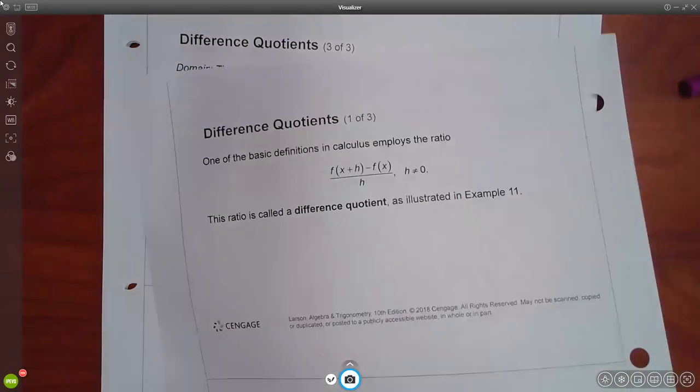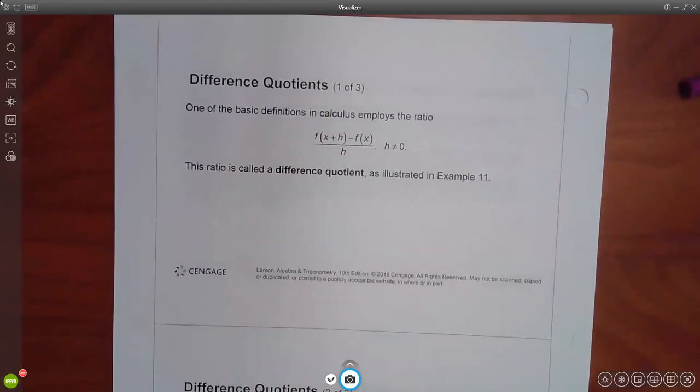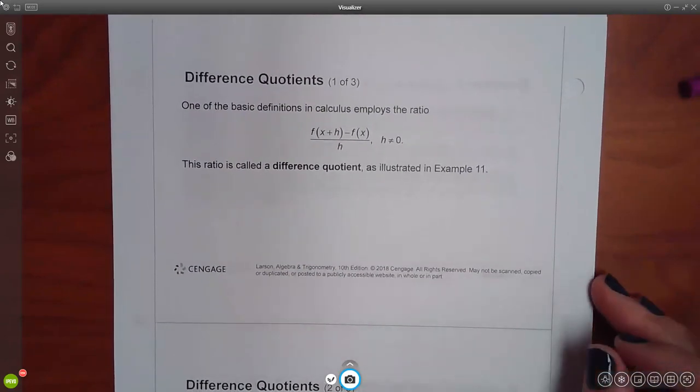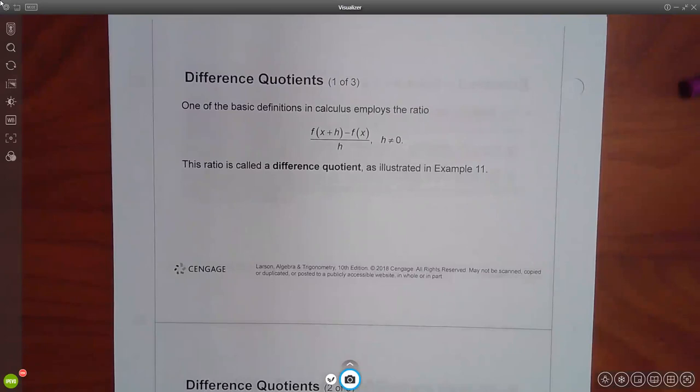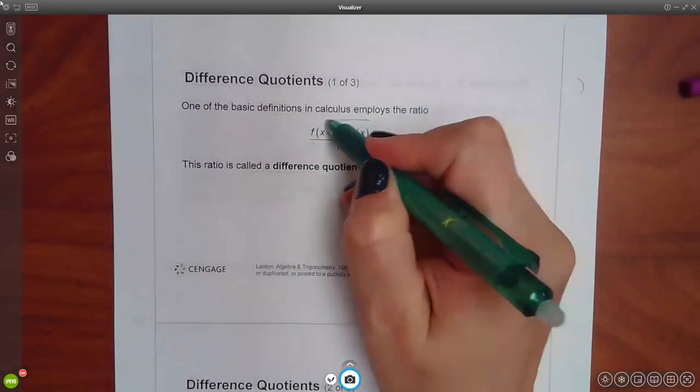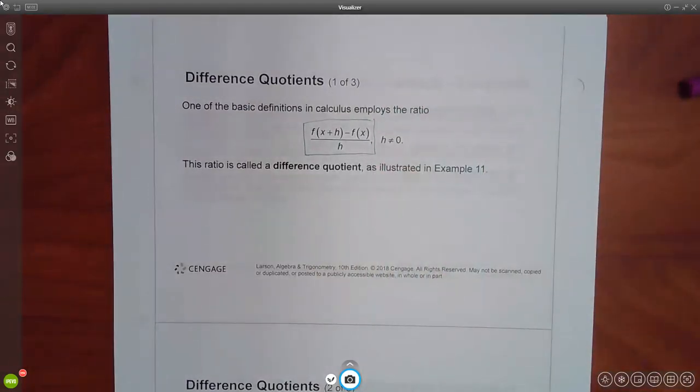So let's see, now we get into difference quotients. So this is the difference quotient. It's f of x plus h minus f of x over h, but h cannot equal zero, of course, right? Because then you have a bad fraction. That is the definition of the difference quotient. Quotient because you're dividing, right? Difference because you're also subtracting.